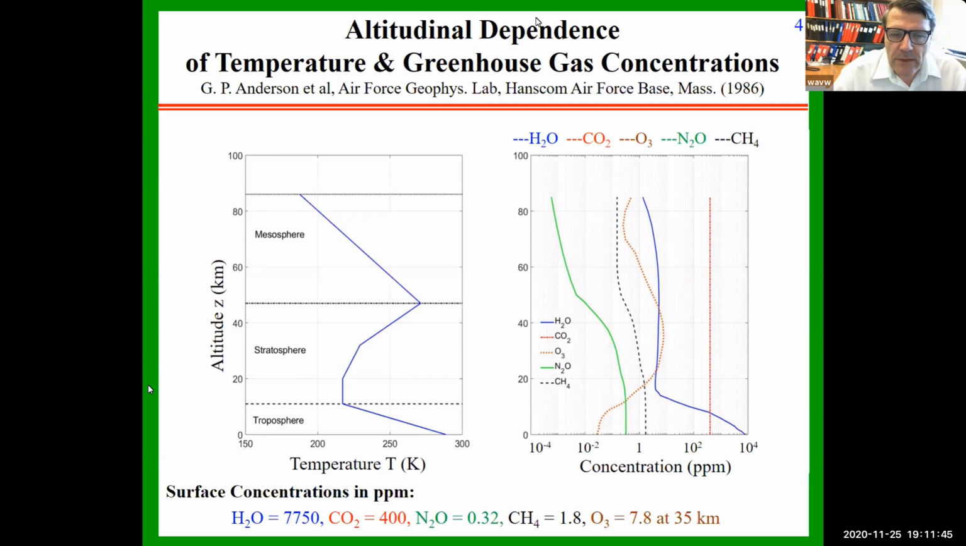The green curve is N2O. It starts out at 0.32 parts per million at the surface and decreases as you go up. And then finally, we have ozone. Its concentration is relatively low at the surface, but maximizes at about 35 kilometers. So in our calculations, we take into account the variation of the concentrations with altitude.